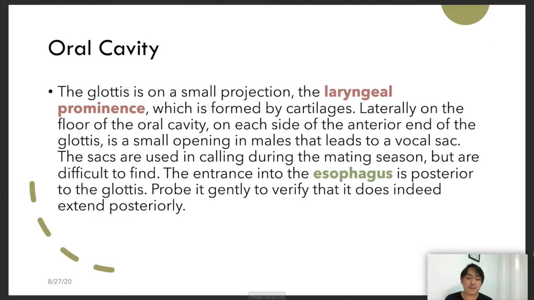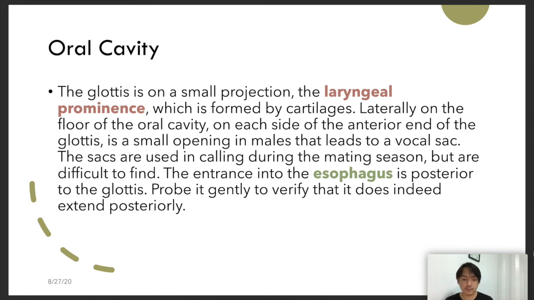The glottis is on a small projection together with the laryngeal prominence, which is formed by cartilage. Laterally on the floor of your oral cavity, on each side of the anterior end of the glottis, is a small opening, relatively larger in males. We call it the vocal sac. These sacs are used for calling during the mating season, but are difficult to find. The entrance to the esophagus is posterior to the glottis. Probe it gently to verify that it does indeed extend posteriorly.